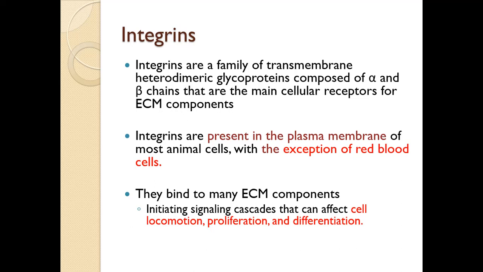Integrins are a family of transmembrane glycoproteins. They are composed of alpha and beta chains. They are present in the plasma membrane of almost all cells, except RBCs.